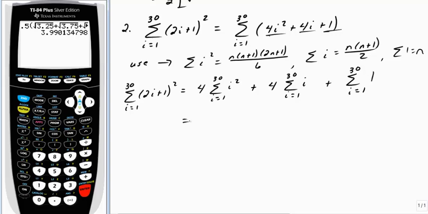Now, in each of these, the n value that we have in our general formula is what we have on top. These general formulas are for the summation from i equals 1 to any number of n. So n just gets replaced with 30 in this problem. So this entire summation is going to be 4 times the group. I have 30 times 31 times 61 for the first one. All of that's over 6. And then for the second one, I'll have plus 4 times the group, 30 times 31.